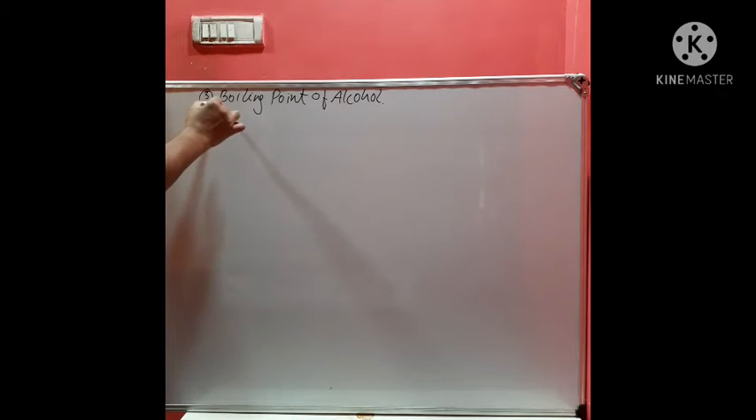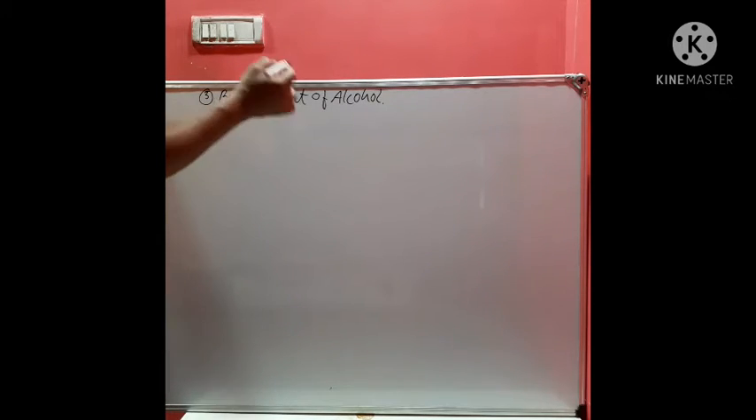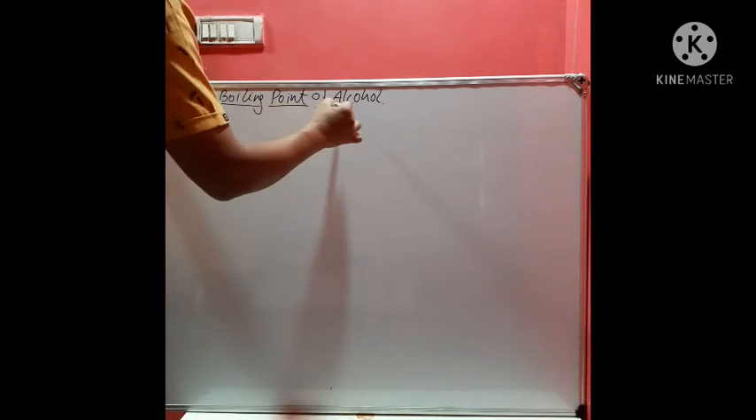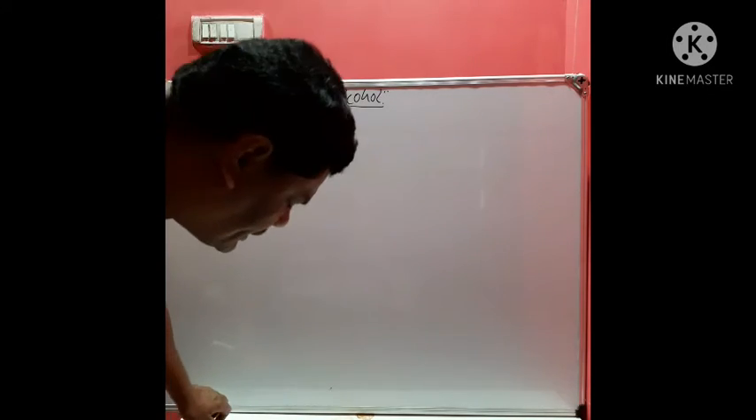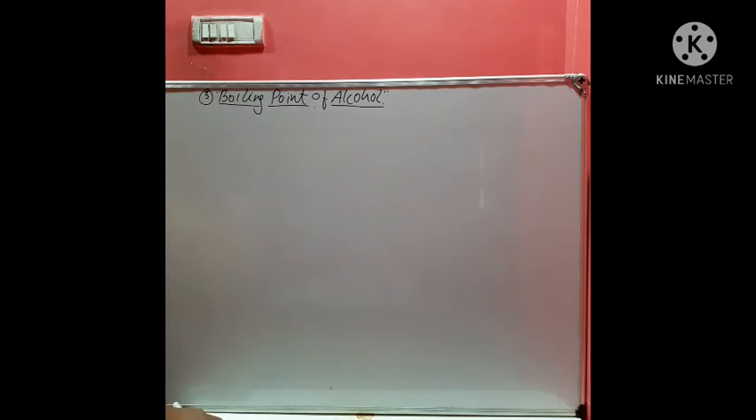Yes, student, the next physical property is the boiling point of alcohols. Student, you should know what is boiling point. The temperature at which any liquid starts to boil is called boiling point. This is the old definition. We have one more definition. When the vapor pressure of any liquid becomes equal to 1 atmospheric pressure, this temperature is known as boiling point.